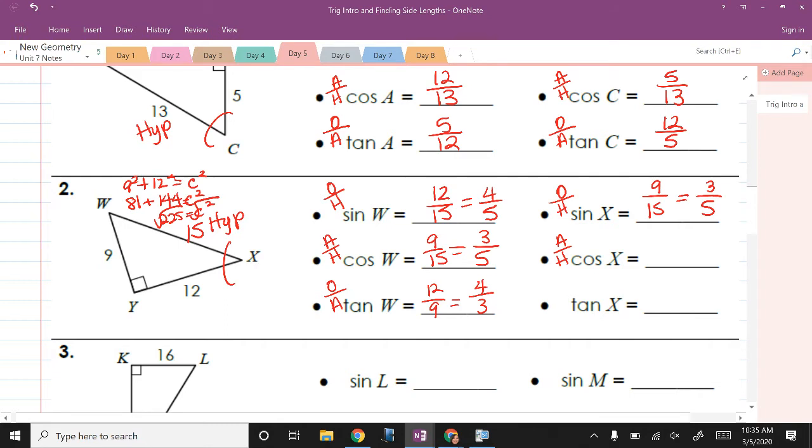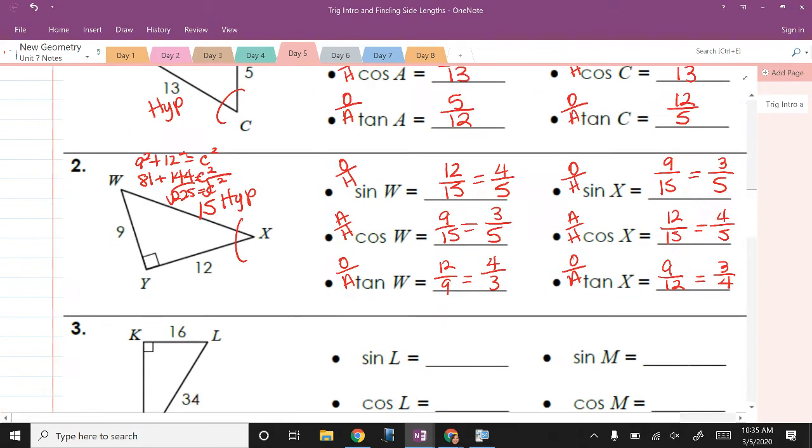So cosine of X, adjacent is what to angle X? 12 over the hypotenuse is 15. And what does that reduce to? 4/5, which should be the same as sine W, right? And then tangent should be opposite over adjacent. So what's opposite of side X? 9 over what's adjacent? 12, and that reduces to 3/4, and it should be the reciprocal of tangent W, and it is.